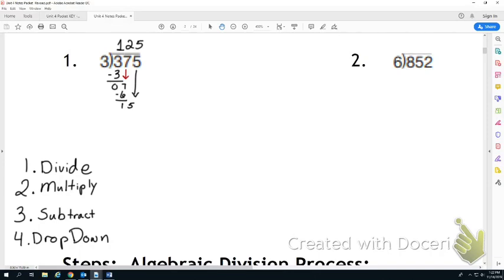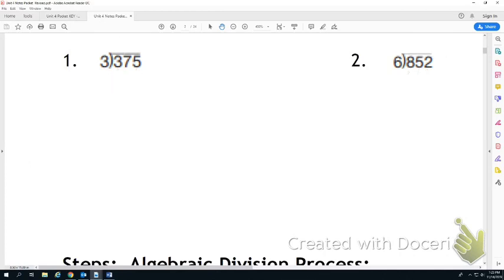Going to number 2. How many times will 6 go into 8? 1 times 6 is? 8 minus 6? Drop down. How many times will 6 go into 25? Okay, 6 times 4 is? 25 minus 24? Drop down my next term. How many times will 6 go into 12? 2. There's my answer. Why can't we just type with the calculator? My mind's still question. Let's go over to the next one.